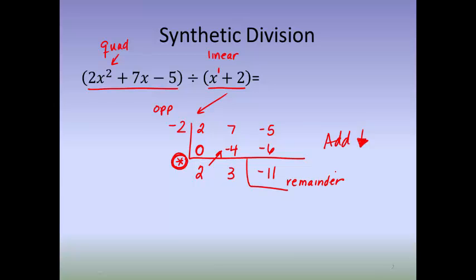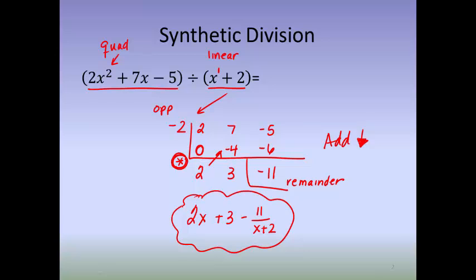So the answer for this one, because we have a quadratic divided by a linear, is that this polynomial goes down 1 degree. So it's now 2x plus 3 with a remainder of minus 11 over x plus 2. And this is the final result right here.